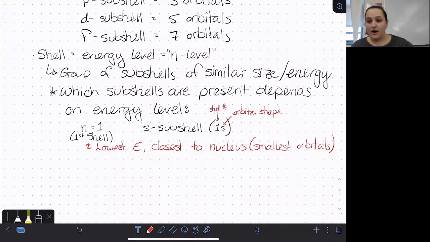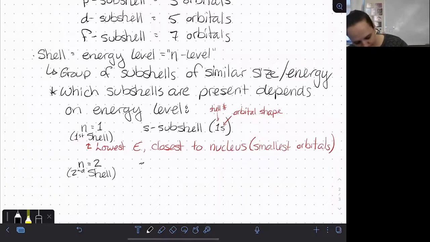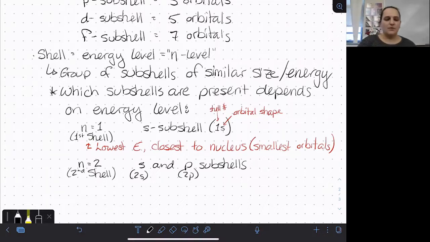So from here, we're moving up in energy. The n equals 1 is the lowest, and then the n equals 2, and then the n equals 3, and so on and so forth. In the n equals 2, or the second shell, we add a subshell. We have the S, we also have the P. So the S and P subshells are both present. More specifically, we would refer to these as the 2s and the 2p subshells.